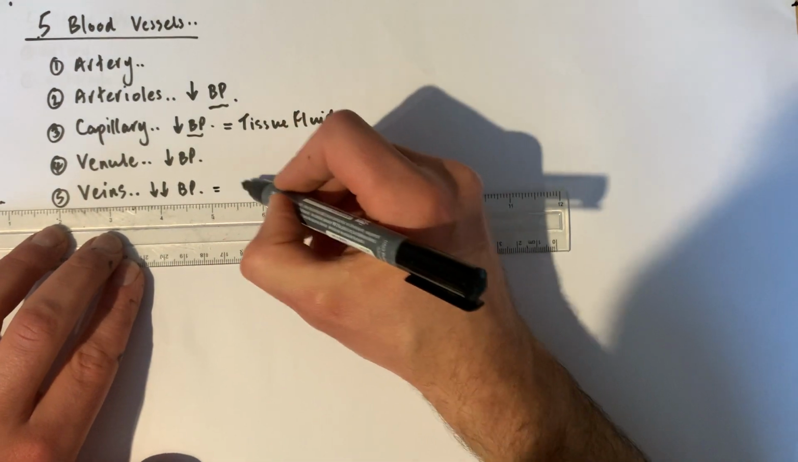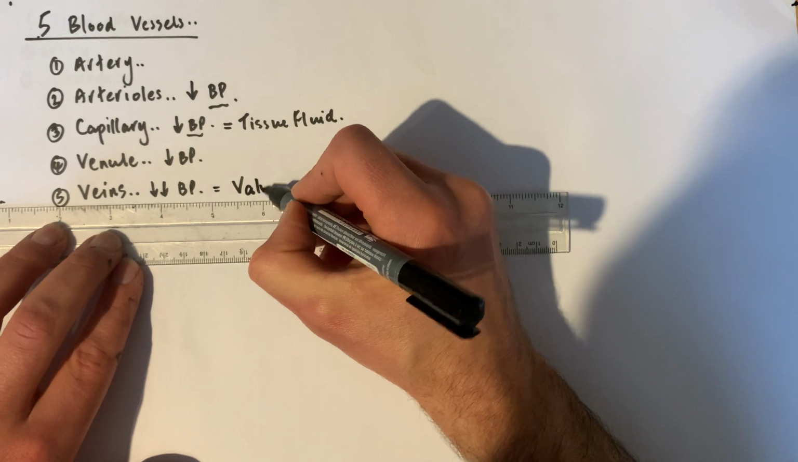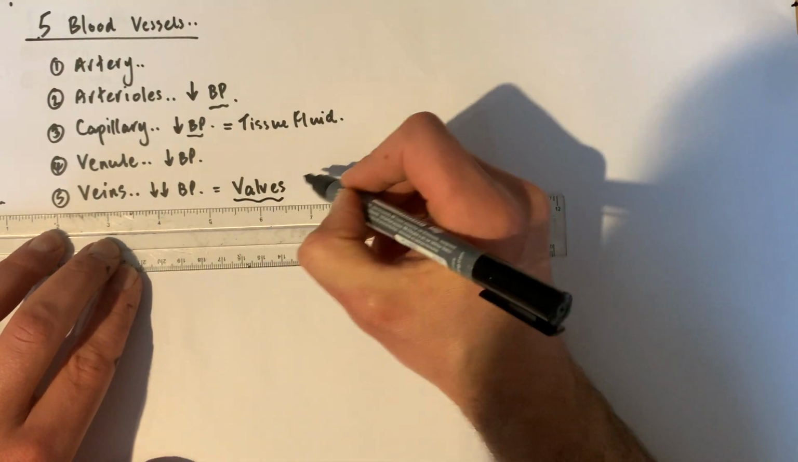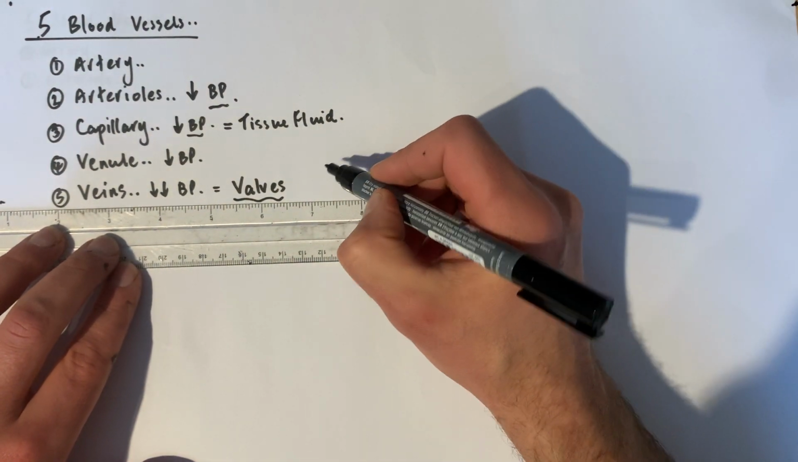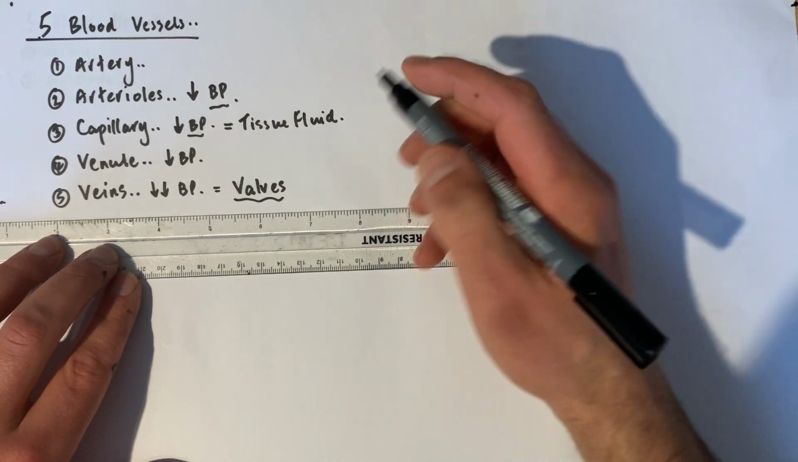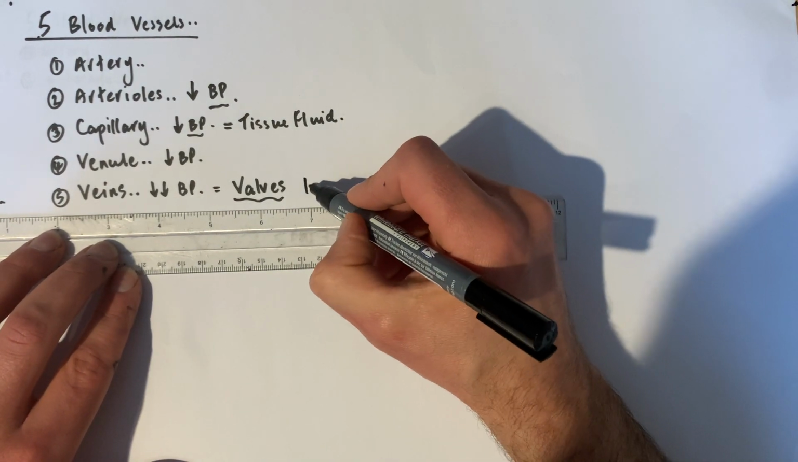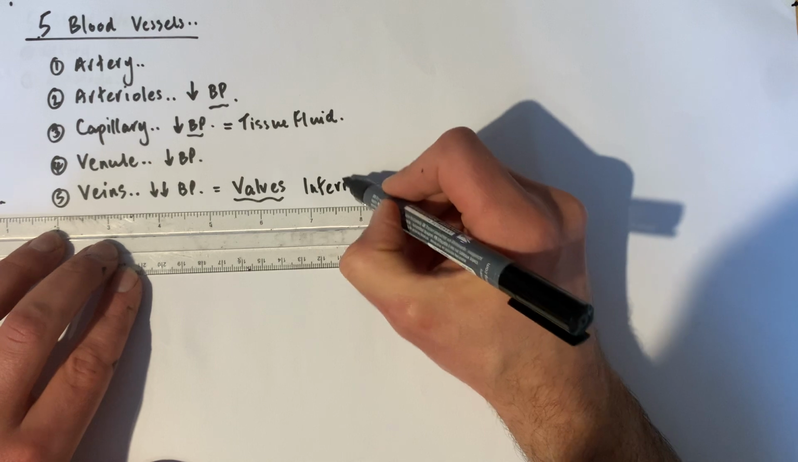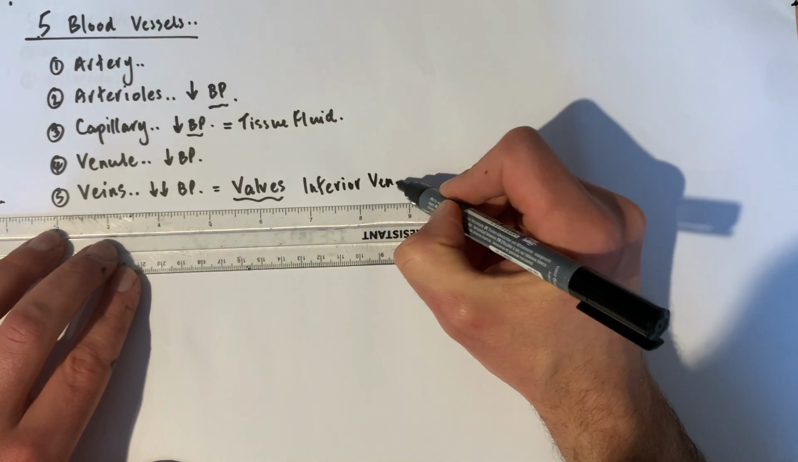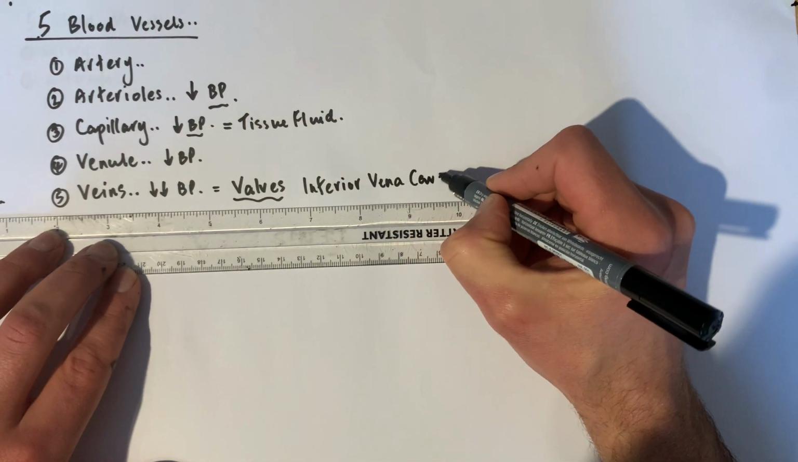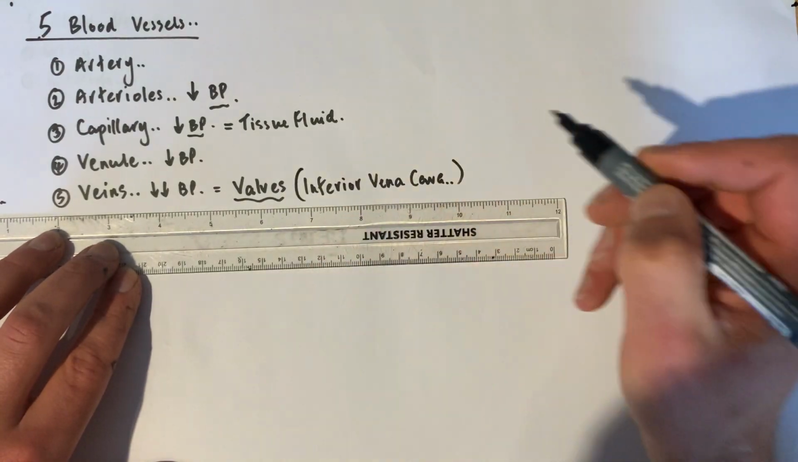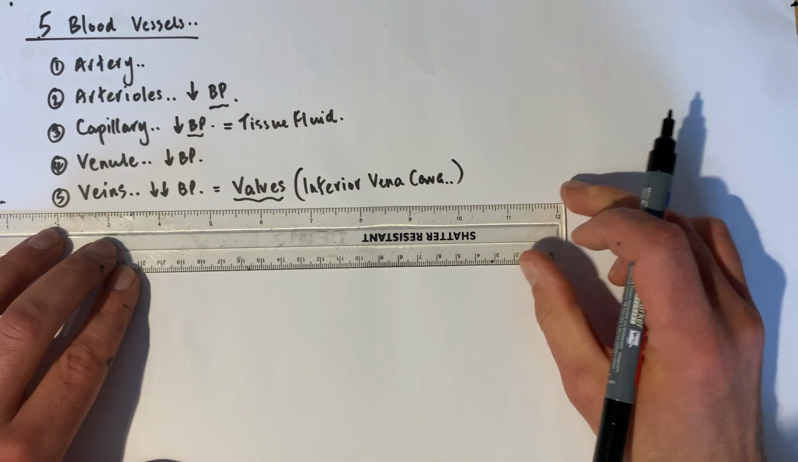So let's just put veins can have valves, especially the veins such as, and I'll do the biggest vein beneath the heart, which is the inferior vena cava. So that's going to deliver deoxygenated blood back into the right atrium.